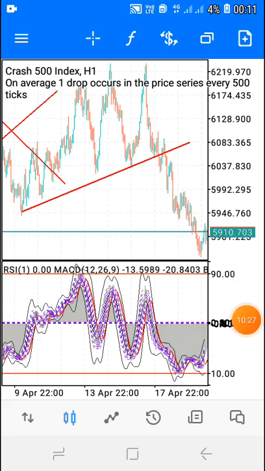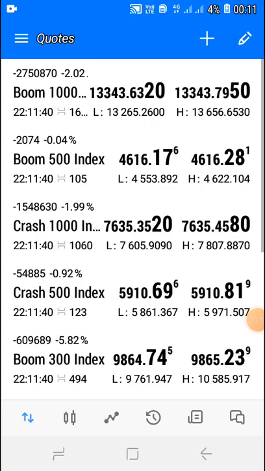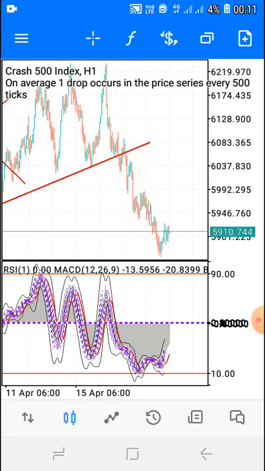Please go and practice the strategy on a demo account before using it on a live account, right? So that's why I'm saying the market is moving in a downtrend at the moment.